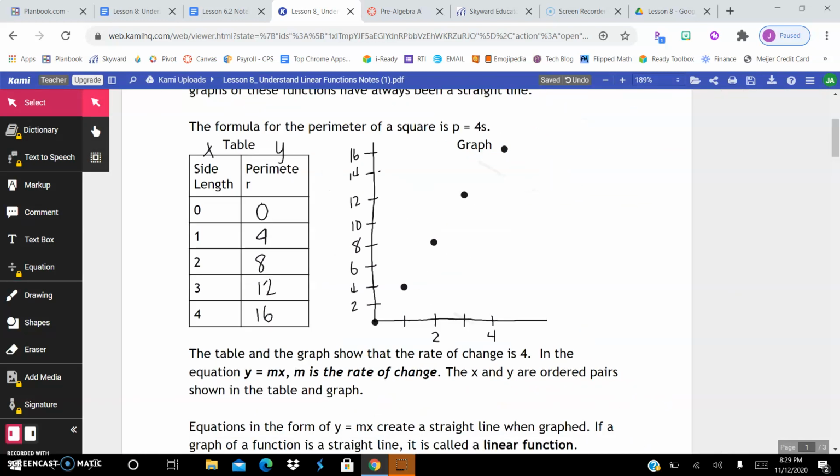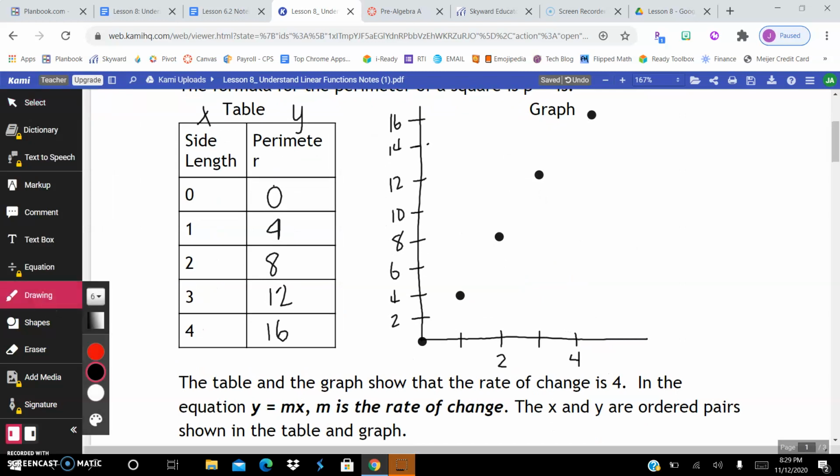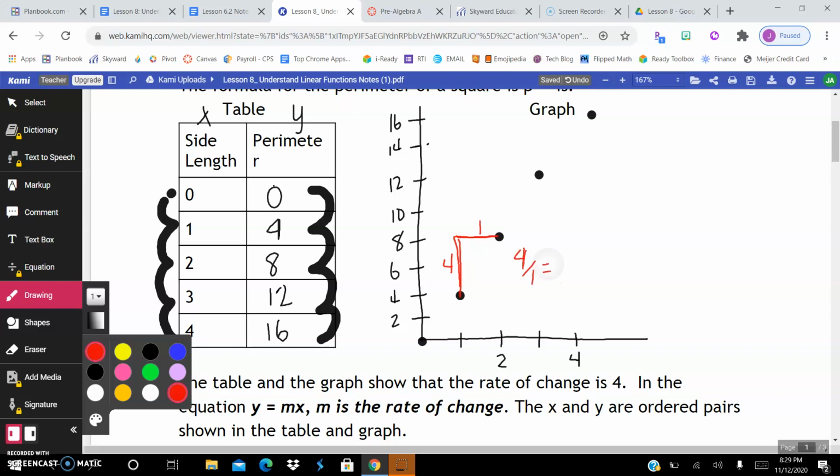So as you can see, that forms a straight line. The table and the graph show that the rate of change is 4. So you can see that for every one of our x's, every one over here, we're adding 4 over here. And then on the graph, you can do the rise over run. So up and then over. This is starting at 4 and we're going up to 8, so that's going up 4. This is starting at 1 here and going over to 2, so that's going over 1. So 4 over 1 is equal to 4. And that's the same thing no matter what 2 points we pick. We're going up 4 and over 1.